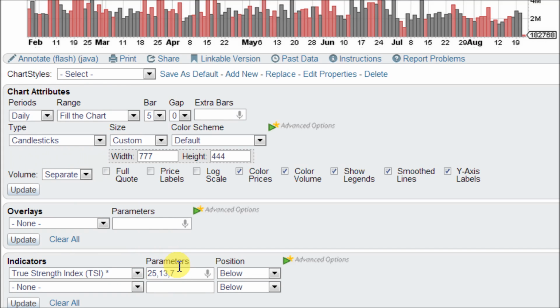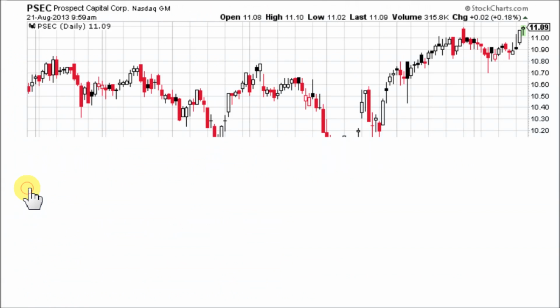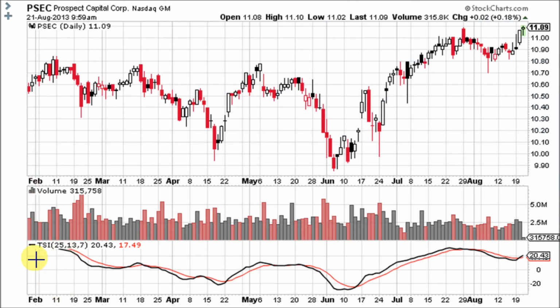13, 7. If you would like quicker reactions and a more jagged line, you could try using 13, 7, 7. Or if you're a long-term trader using daily, weekly, or monthly charts, a setting of 40, 20, 7 is recommended. Let's go ahead and click Update and take a look at the True Strength Index, or TSI, at the standard settings of 25, 13, and 7.